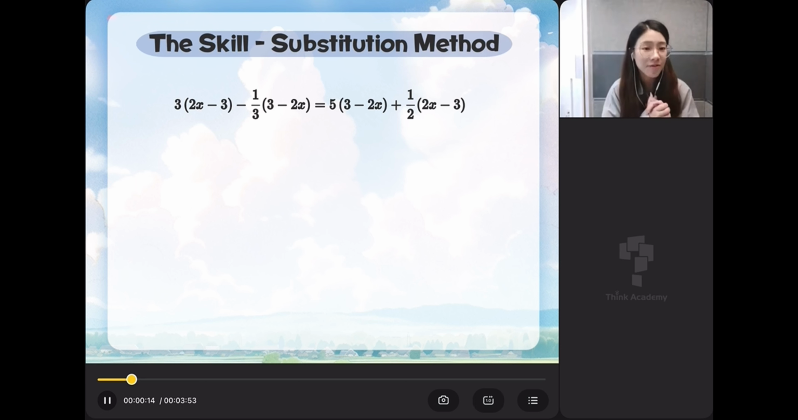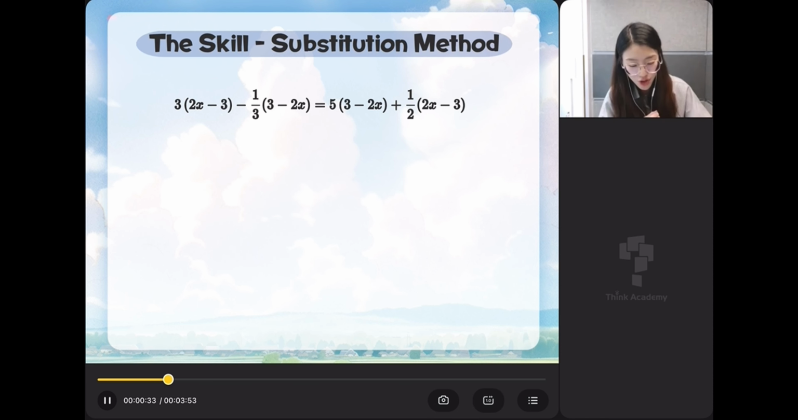Here, this is a very long equation. If we do this kind of equation the normal way, like getting rid of the parentheses and the denominator, it will be super time consuming. So at this time, we prefer to use another, much faster, very tricky way to do the question, right?